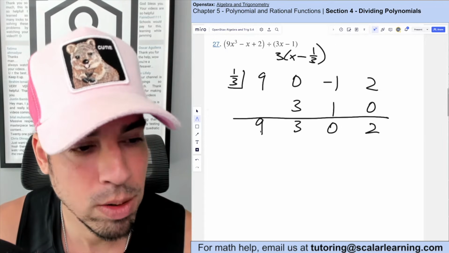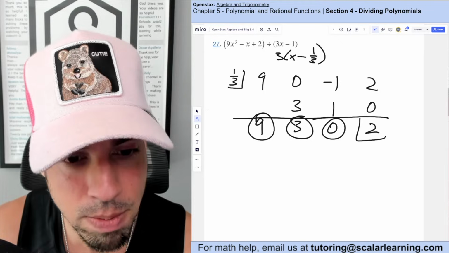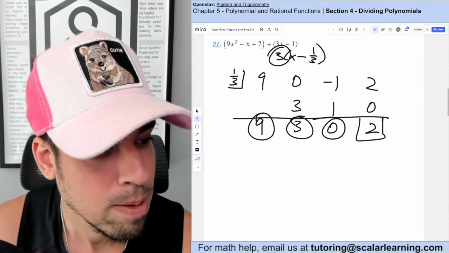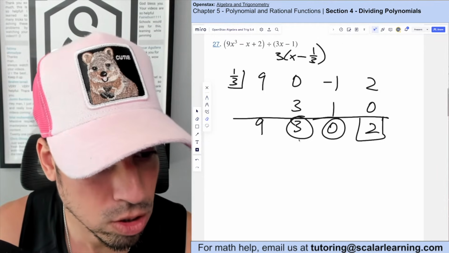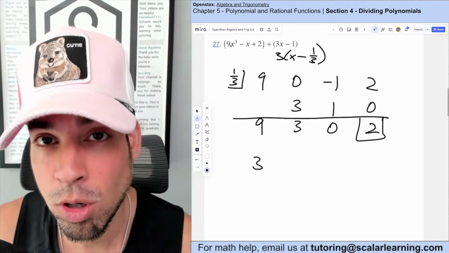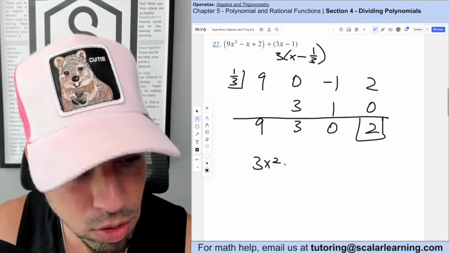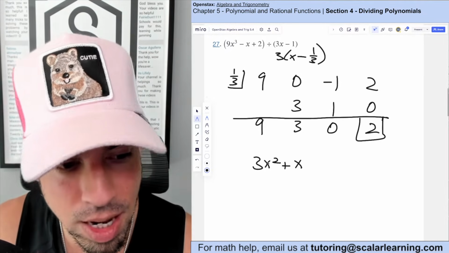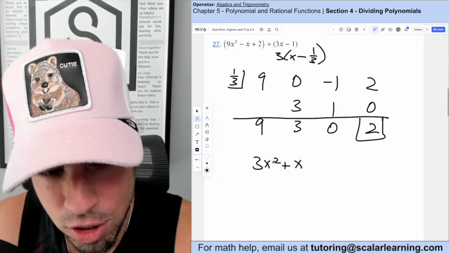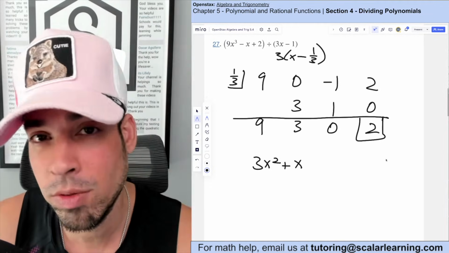Now, before we write our final answer, we got to divide each of these values by 3. Not the remainder. Remainder's chilling, but we got to divide by that thing that we factored out up there. So 9 divided by 3 is 3, and then since we started with x cubed, we're going to go with x squared for this one. 3 divided by 3 is 1, so that's 1 times x. Notice how we decrease in degree by 1 as we go down. And then 0 is the constant, so we don't have to write that.